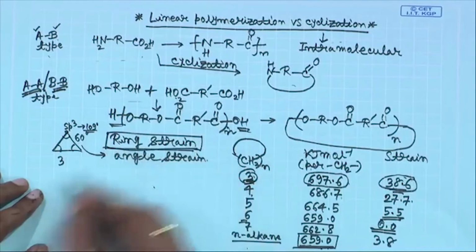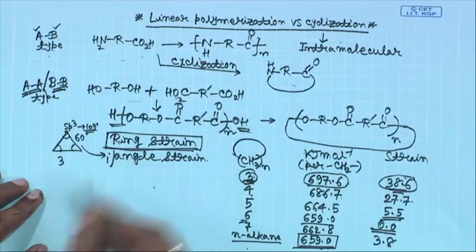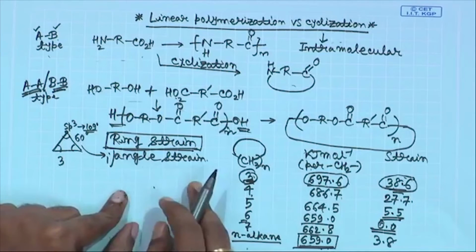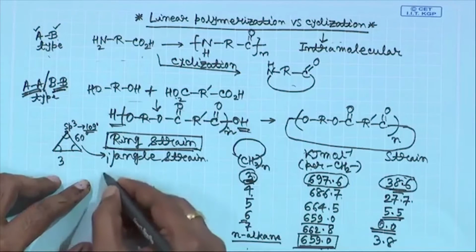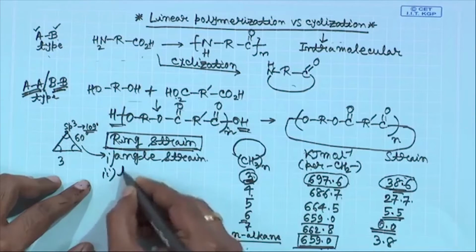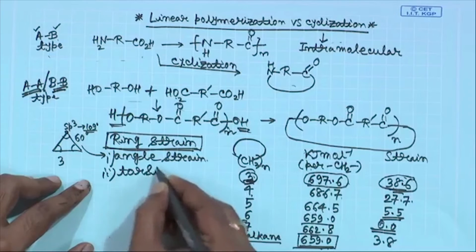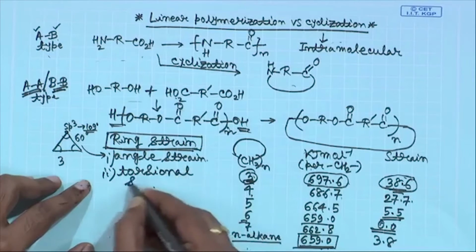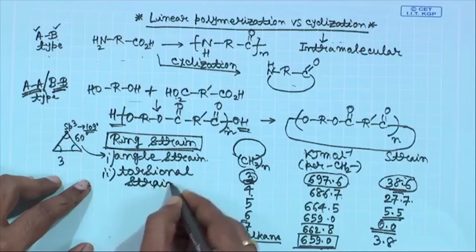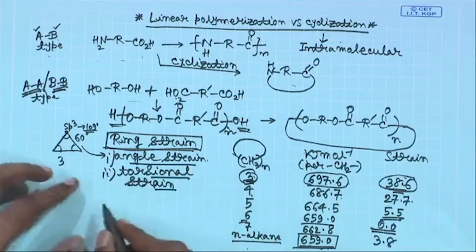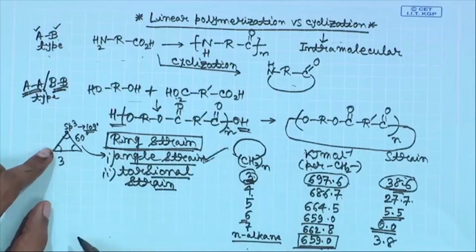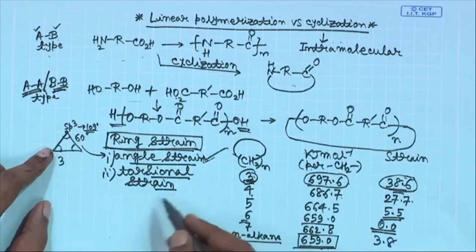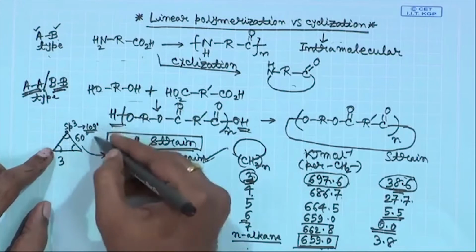So, this ring strain can arise from different factors. One factor is angle strain, the second factor is conformational or torsional strain. This is easy to understand for the 3 membered ring, you know there is a lot of angle strain there. For the 4 membered ring also there is a lot of angle strain, the angles are 90 degrees, much away from 109 degrees.